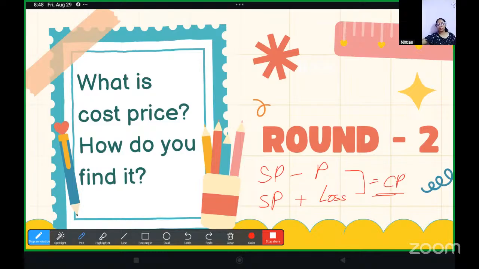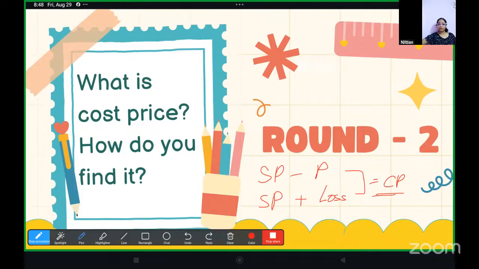Okay. From the SP, you minus profit, it equals cost price. But to the SP, you add loss, it will be equal to cost price. Because when profit is there, selling price is bigger. When loss is there, your cost price is bigger. Okay, so this was the answer. Selling price minus profit is the cost price, or selling price plus loss is the cost price.